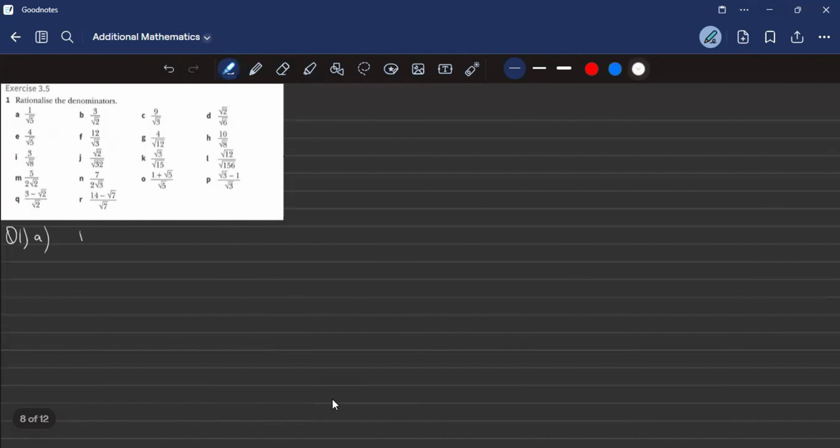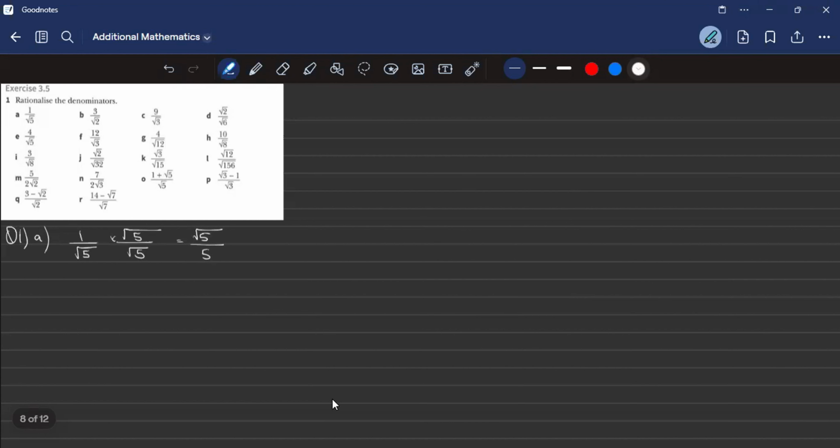So question number 1, part A, 1 upon under root 5. Again, this is really simple. We've discussed that to remove this we have to rationalize the denominator. To rationalize, multiply and divide by what? Under root 5. So basically, we get under root 5 above, and this under root 5 multiplied by 5 would give us positive 5. And that's it.